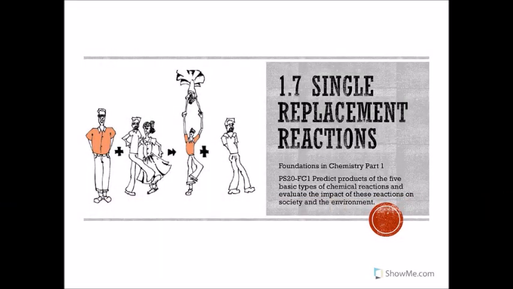We're going through 1.7 single replacement reactions from the unit Foundations in Chemistry Part 1. We will be predicting products of the 5 basic types of reactions and evaluating the impact these reactions have on society and the environment.